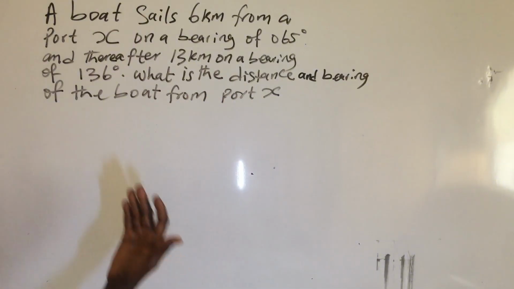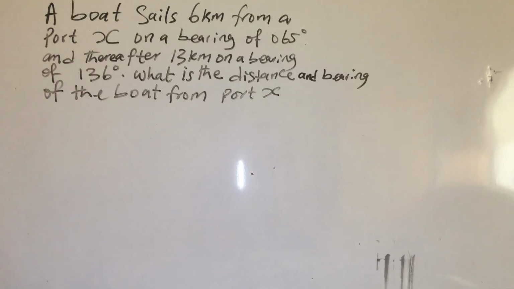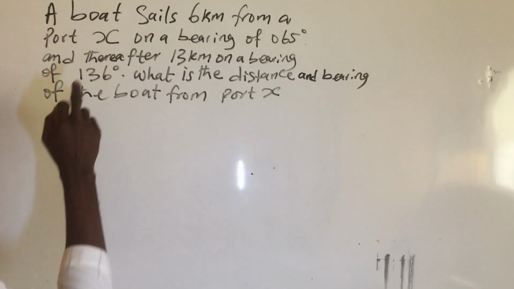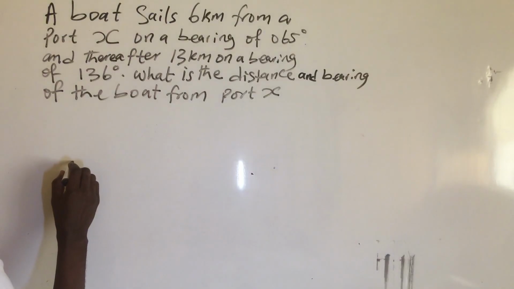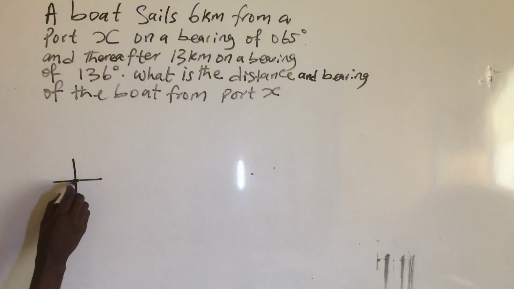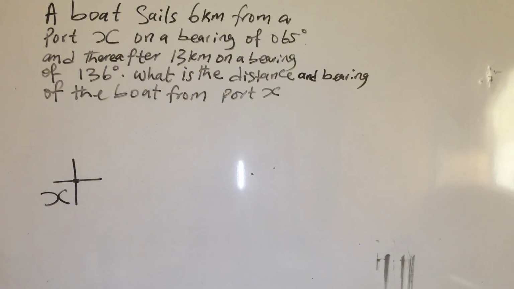Okay, as you can see from the question, we have a starting point, and that starting point is port X. The starting point where this boat takes off is from port X. So let us position the port X. Here is the position of the port X. And this boat now takes off from this port X with an angle or a bearing of 065 degrees.